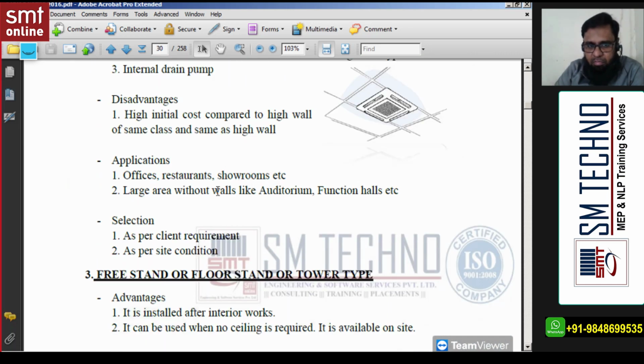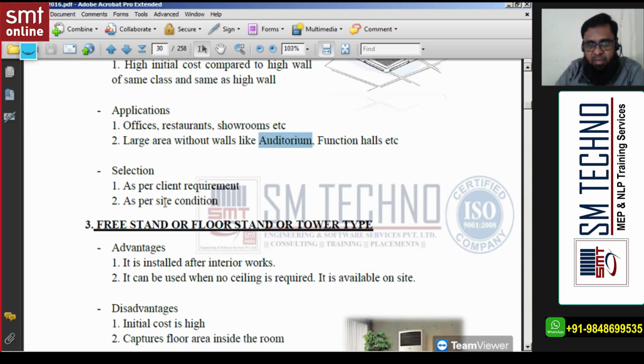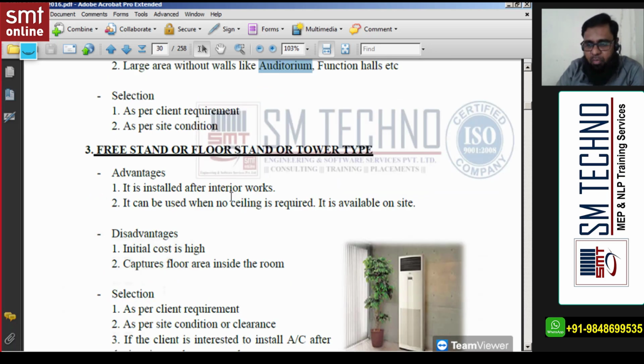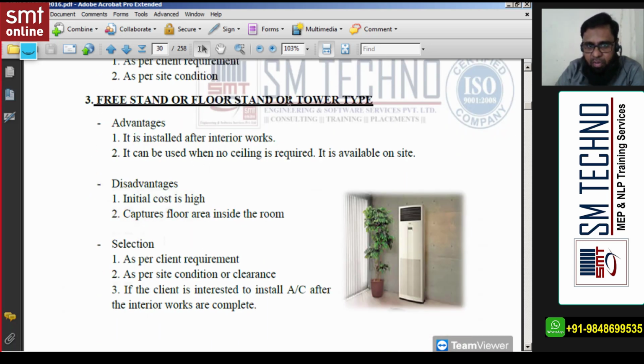You see application: office, restaurant, showrooms, or big areas like halls. You can strike out auditoriums, because it's generally not used in auditoriums, as they are double height. Please strike this. Big open areas we can use, because in big open areas, if you go for high wall, it will not cover the middle area. So we can go for cassette for uniform distribution of air. Selection is as per the client requirement, and client requirement means interior, again based on the client requirement or as per site condition. Sometimes we do not get the clearance to install a high wall. In that case, we can go for the cassette. Next, one more type we have, that is freestand, also known as floor stand or tower type.